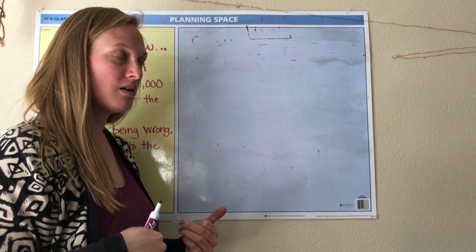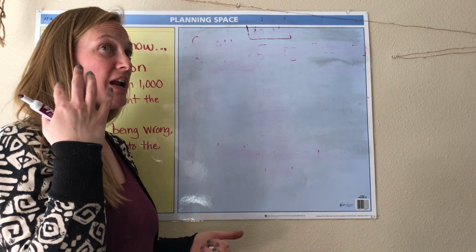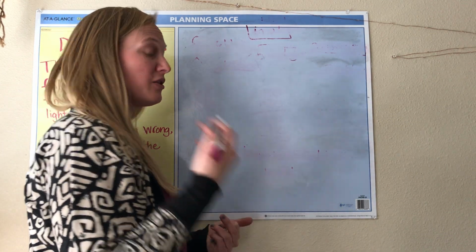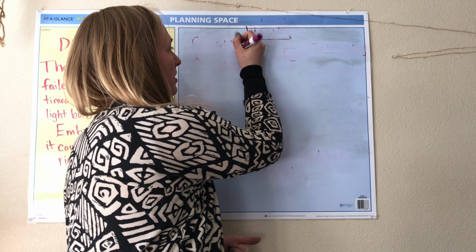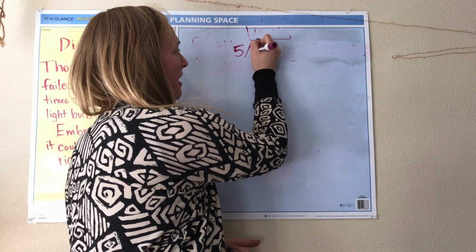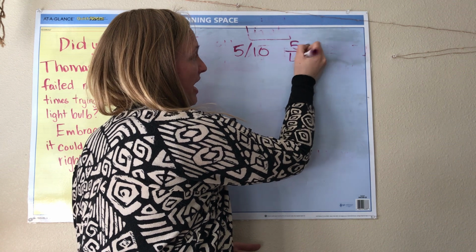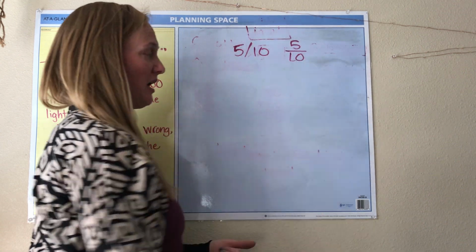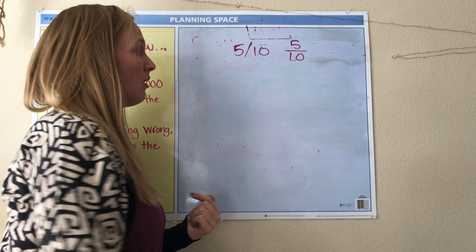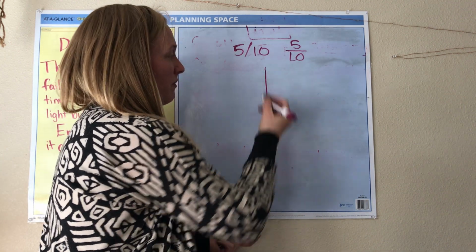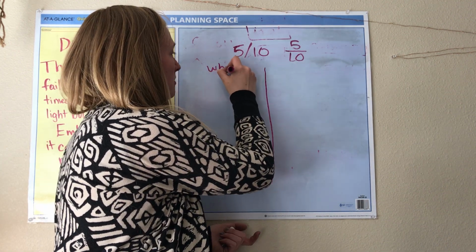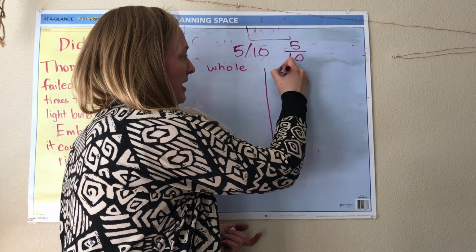5/10. Okay, so if I'm going to be writing 5/10, there's no whole number. And I'm going to write this so that you can see it. 5/10. Or I'm going to write it how we would normally see it. 5 in my numerator, 10 in my denominator. 5/10. Okay, I'm going to put a line here. This is where my whole number is. And this is where my decimal is.